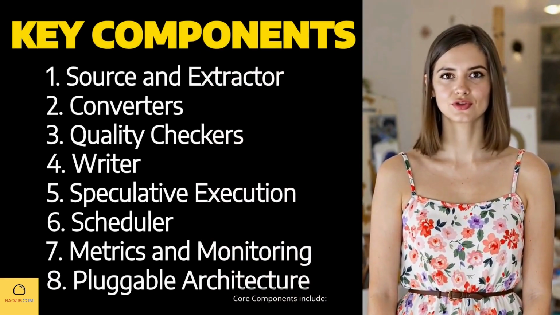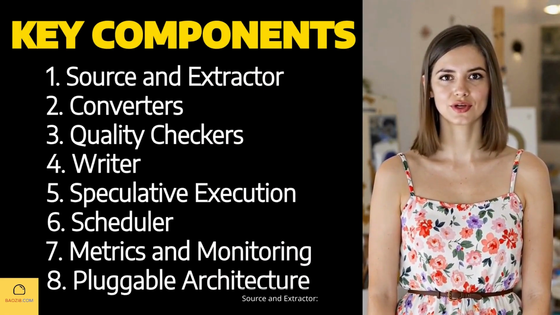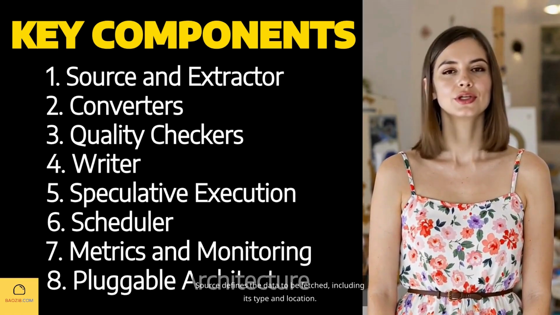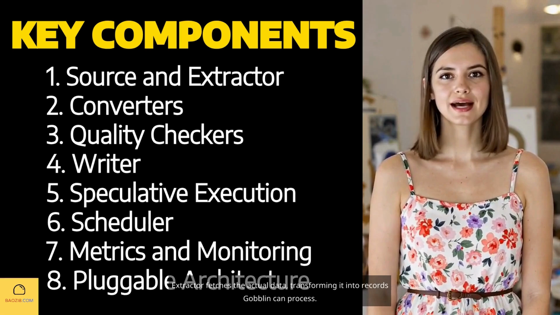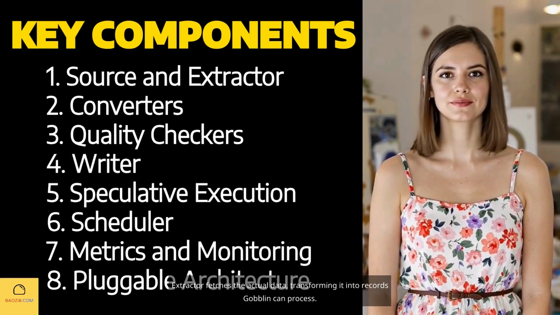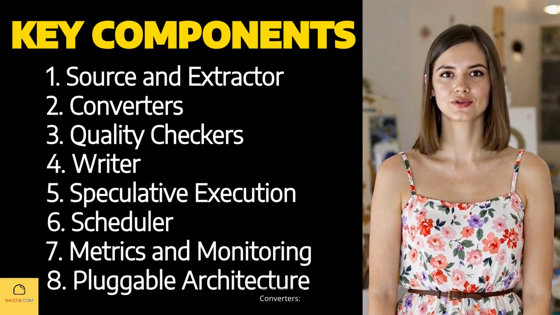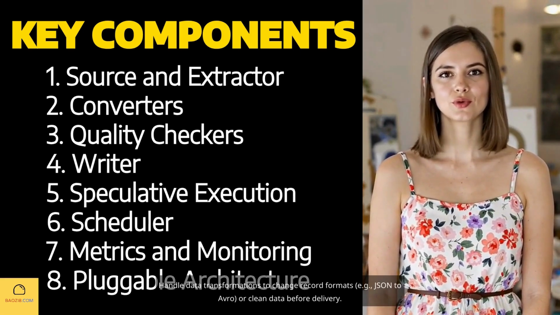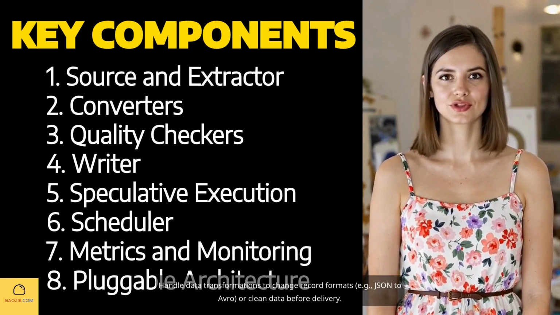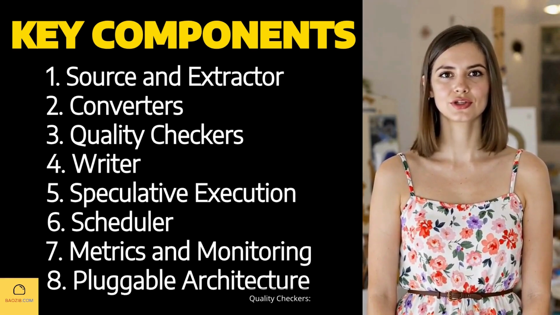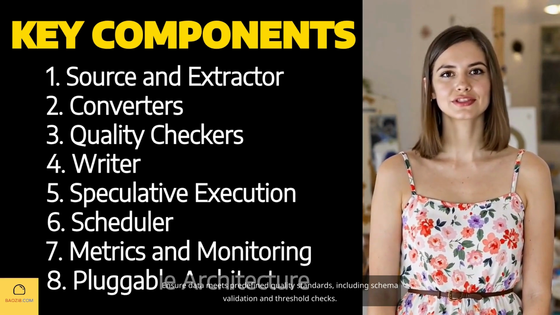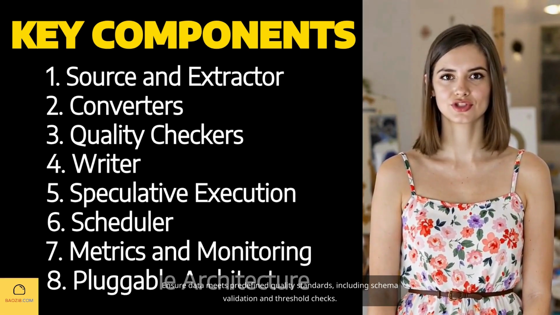Core components include: 1. Source and extractor. The source defines the data to be fetched, including its type and location. The extractor fetches the actual data, transforming it into records Gobblin can process. 2. Converters. They handle data transformations to change record formats, e.g., JSON to Avro, or clean data before delivery. 3. Quality checkers. They ensure data meets predefined quality standards, including schema validation and threshold checks.